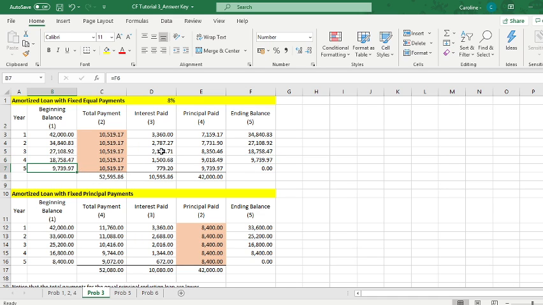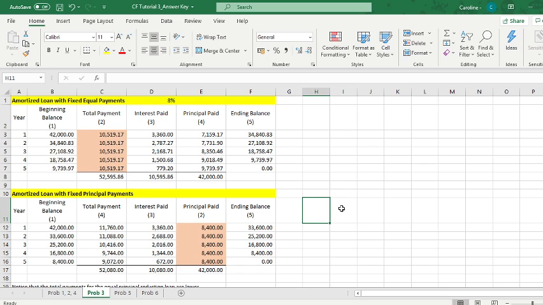Total payment is still the same. Interest paid is this much, and the principal paid is this, and the ending balance is 0. Okay, so in total you're going to have to pay 52,595.86. Okay, in total you have to pay this much from the interest and the principal.